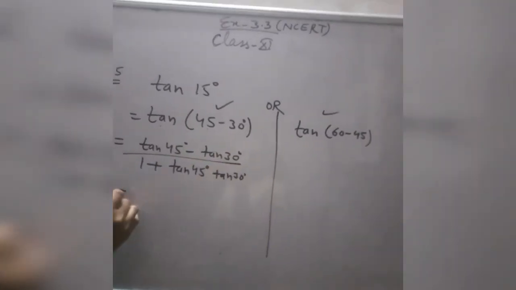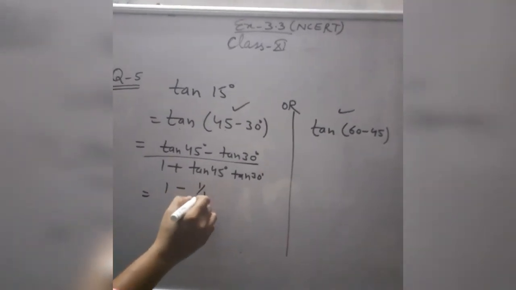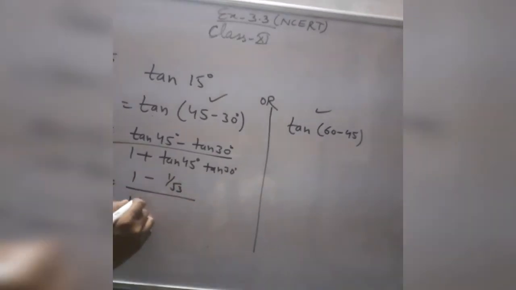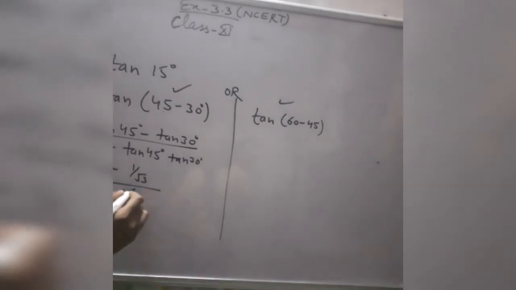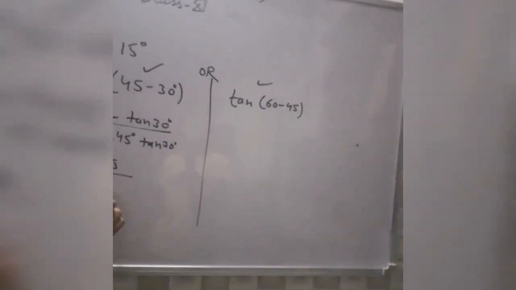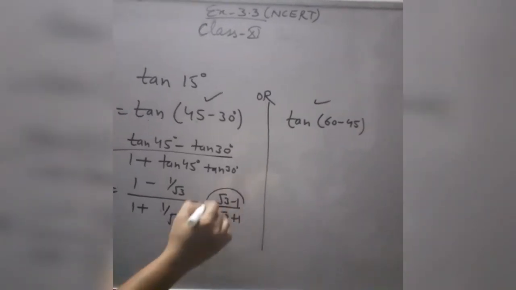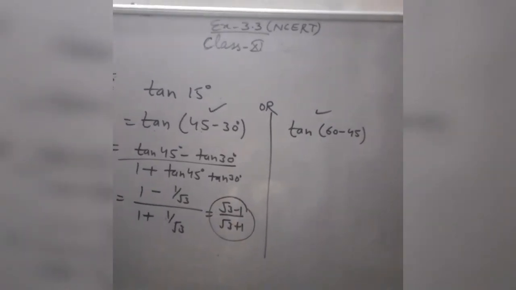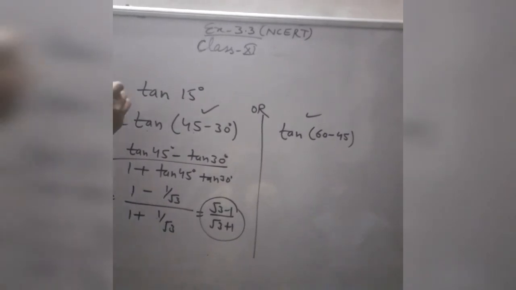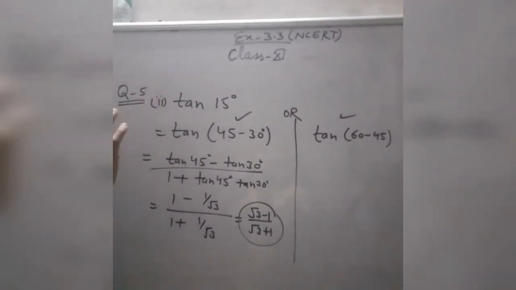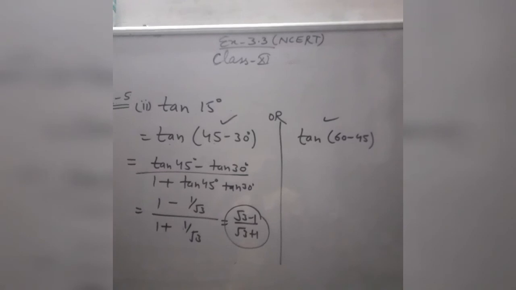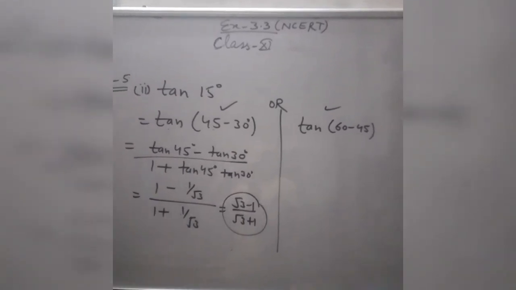Now put these values. Tan 45 is 1, tan 30 is 1/root 3. Again tan 45 is 1, tan 30 is 1/root 3. After simplifying it, it becomes (root 3 - 1)/(root 3 + 1). This is the value of tan 15. So this is the second part of question number 5. In today's homework you will do this exercise up to 5th sum plus the 6 formulas of this exercise.